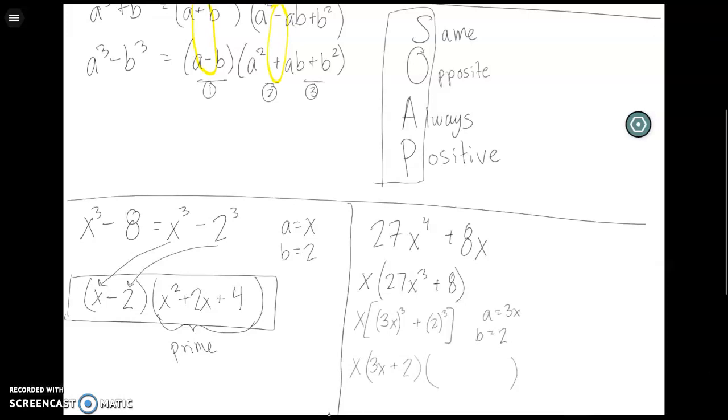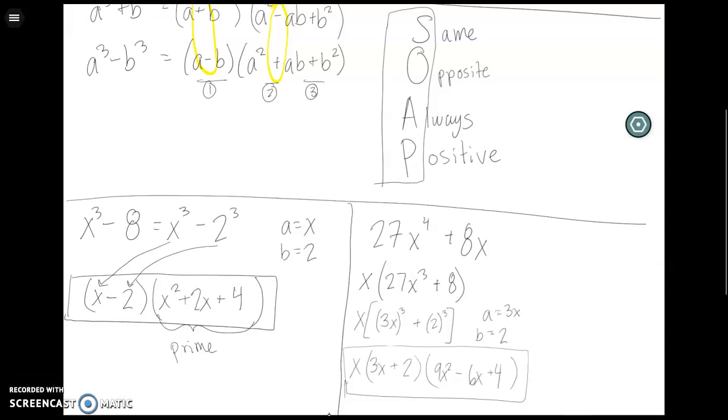Then it's going to be our a squared, so 3x squared, which is 9x squared. Don't forget to square the 3 and the x. The opposite sign, so subtraction. And then a times b, so 2 times 3x is 6x. And then my sign is always positive, so addition. And then the last term is b squared, so that would be 4. So this right here would be our factored form of the polynomial.